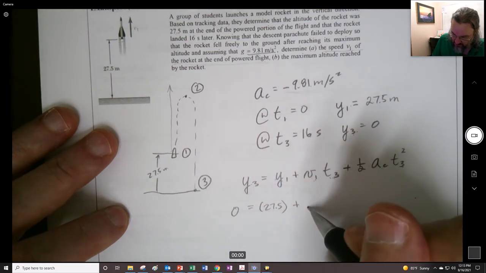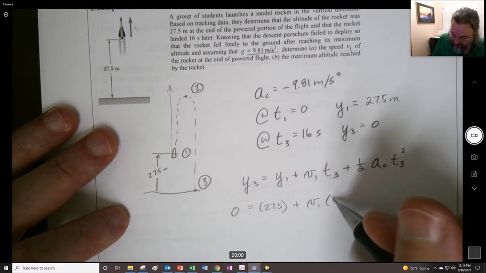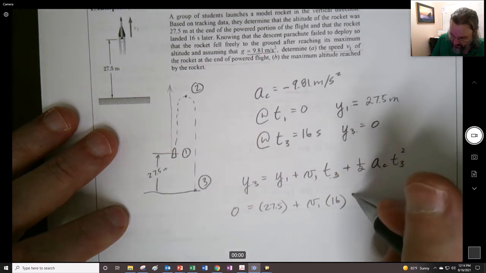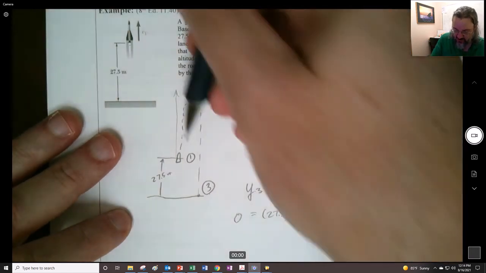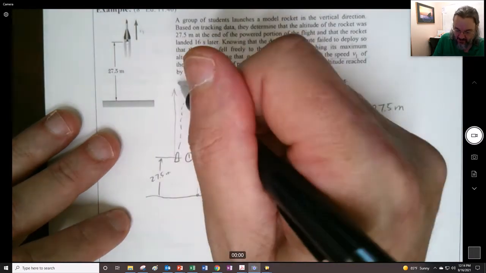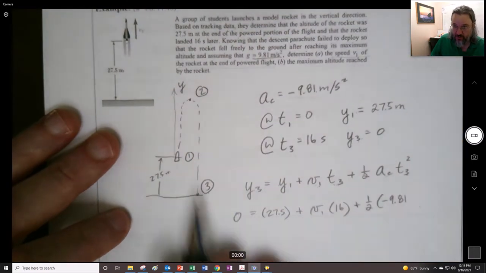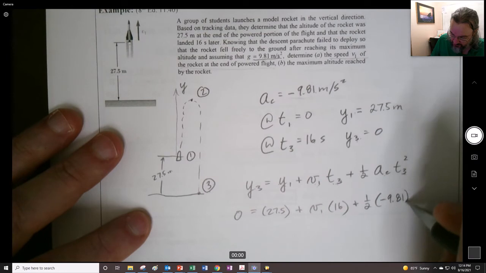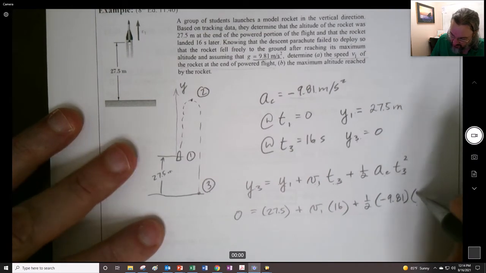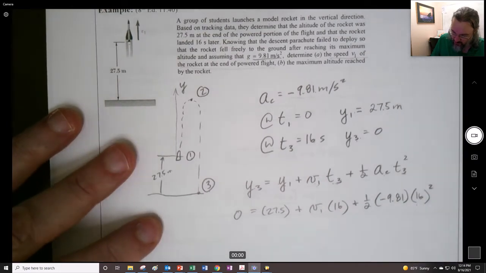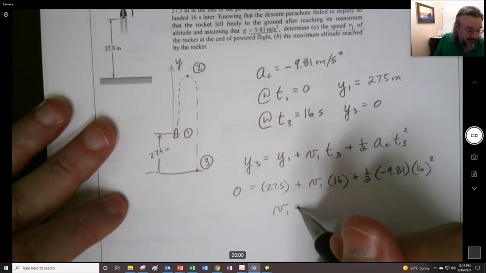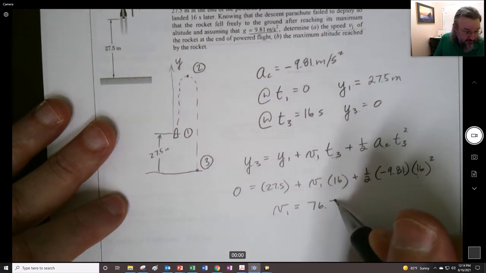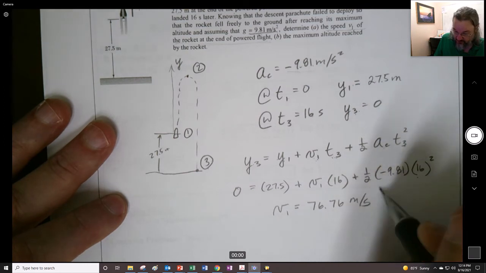27.5 plus v1 times 16 plus 1/2, and I'll put this negative in here. So why is that negative? Because it's going in the opposite direction of what I decided must be my coordinate. Must be y going up right there. And 16 squared right here. So if we do that, we can figure out the velocity at the beginning is 76.76 meters per second.